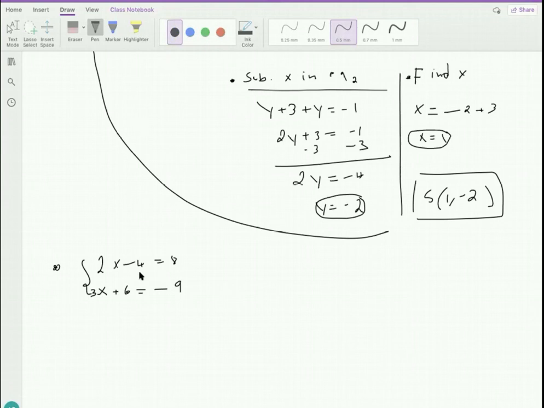So that's another system. We want to solve by substitution.